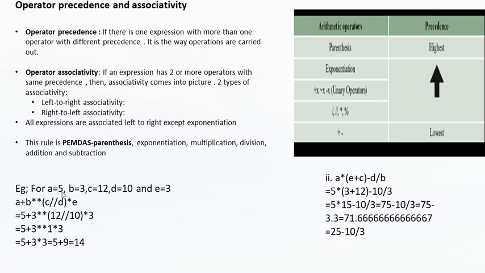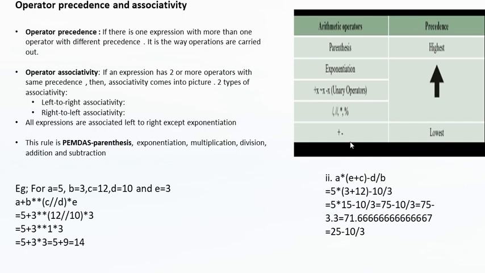Now let's evaluate an expression. Suppose they've given you the values a is equal to 5, b is equal to 3, c is equal to 2, d equals 10 and e equals 3. And they have given an expression like this. So what would be the answer? This would be asked in the exam. First substitute all the values in the expression like this. Now in order to calculate this, you have to remember this table.